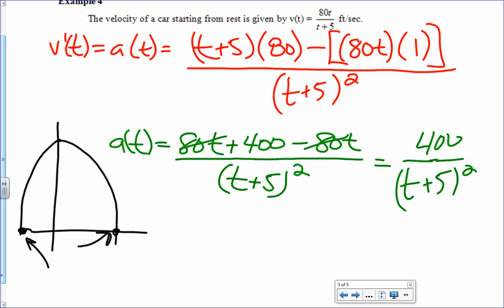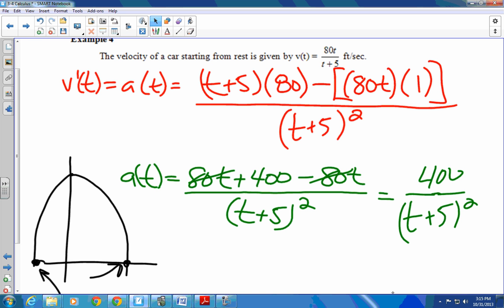So if they're ever opposite each other, you're actually slowing down until they start working together. When they're working together, whether they're both positive or both negative, you are speeding up. Question? So you might want to write that down somewhere. It might be important.